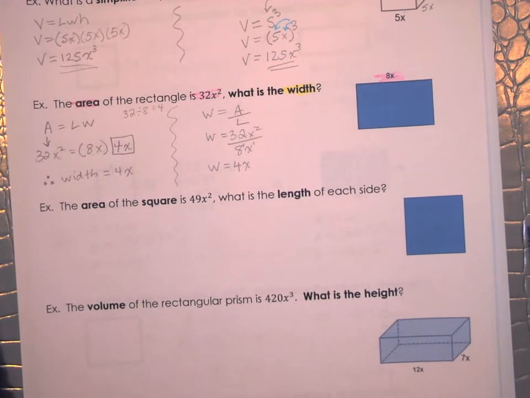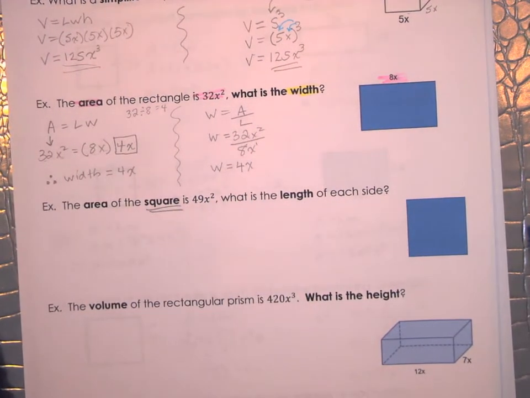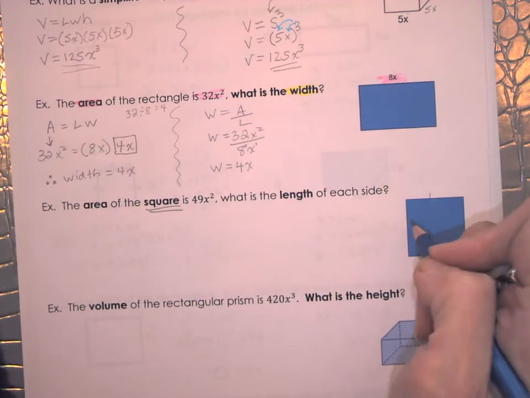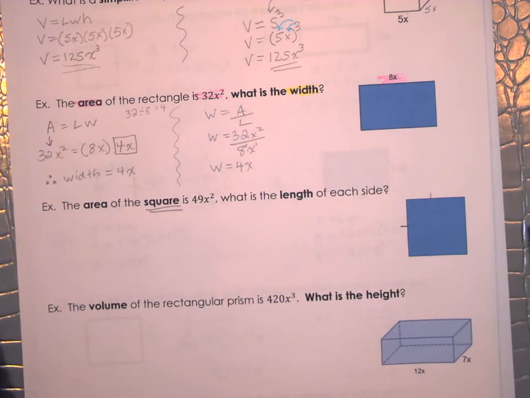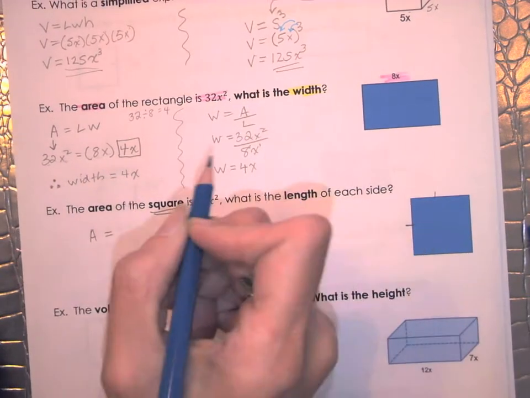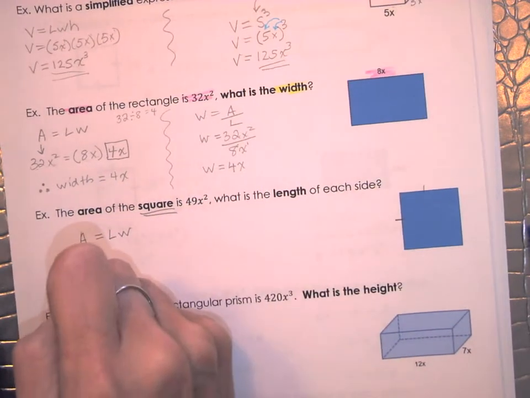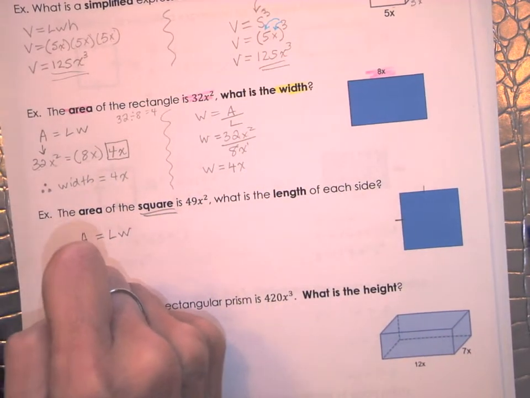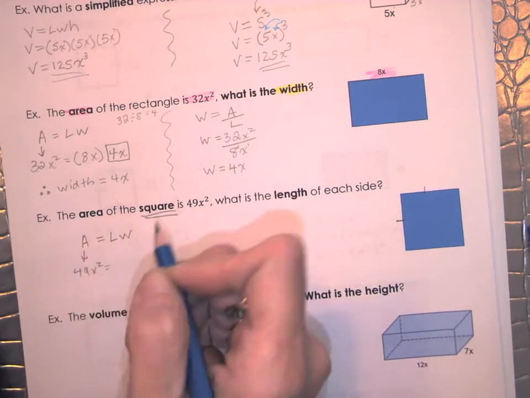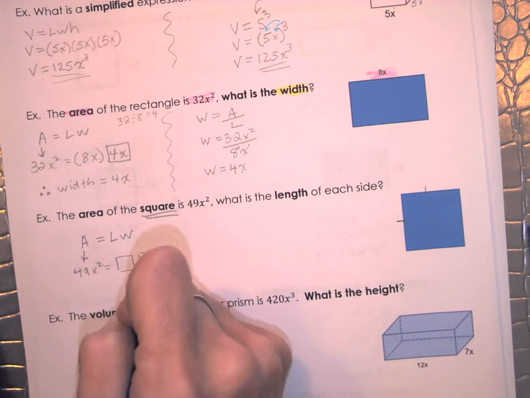So the next one, the area of the square is 49x squared. What is the length of each side? So we know the sides are the same because it's a square. And we know the area is length times width. And we know the area is 49x squared. But what we do know is that the length and width have to be the same.